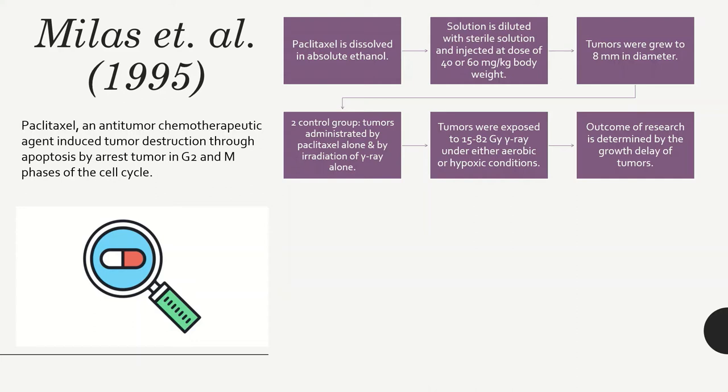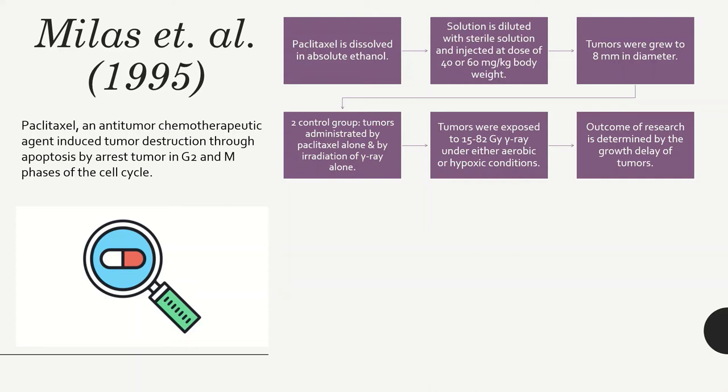And before that, tumors were cultured, and when they reached 8 millimeter in diameter, researchers then divided these tumors into four main groups, where two groups were kept as control, and another two groups were used to carry out this experiment. For the control groups, one group was administered paclitaxel alone without exposure to gamma ray, while the second control group was only exposed to gamma ray without being administered the drug.